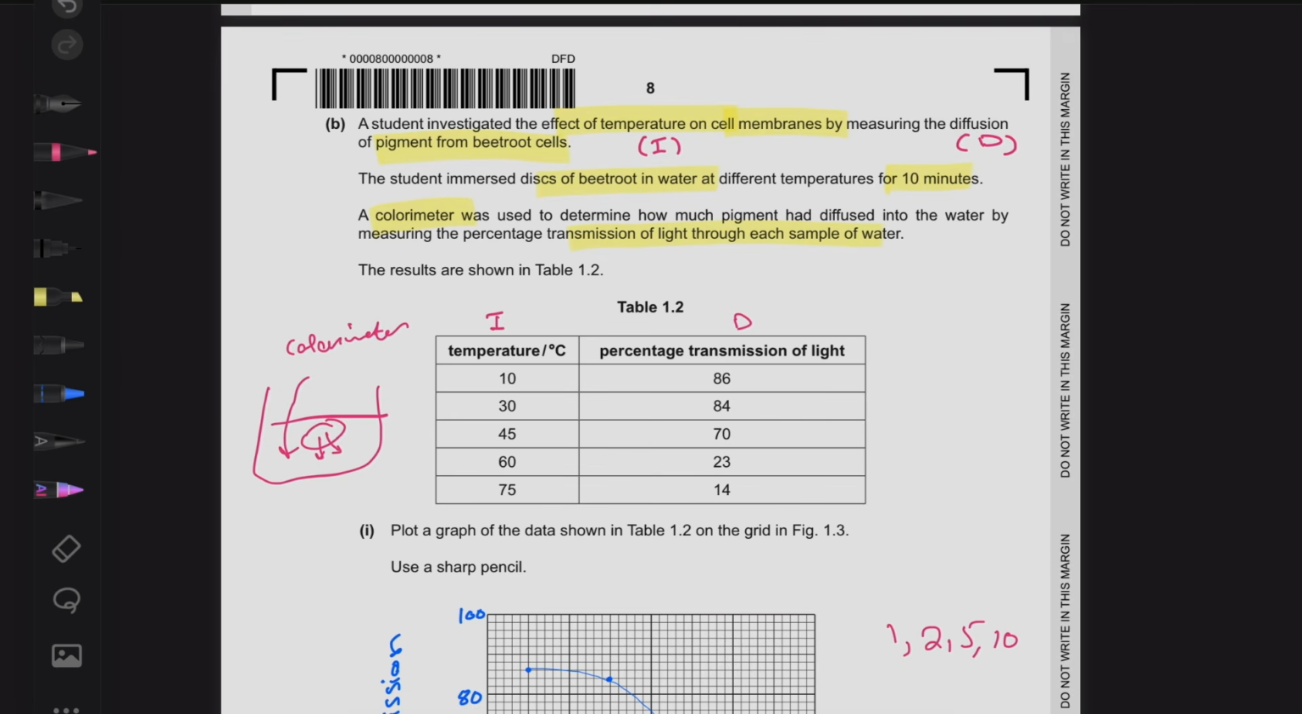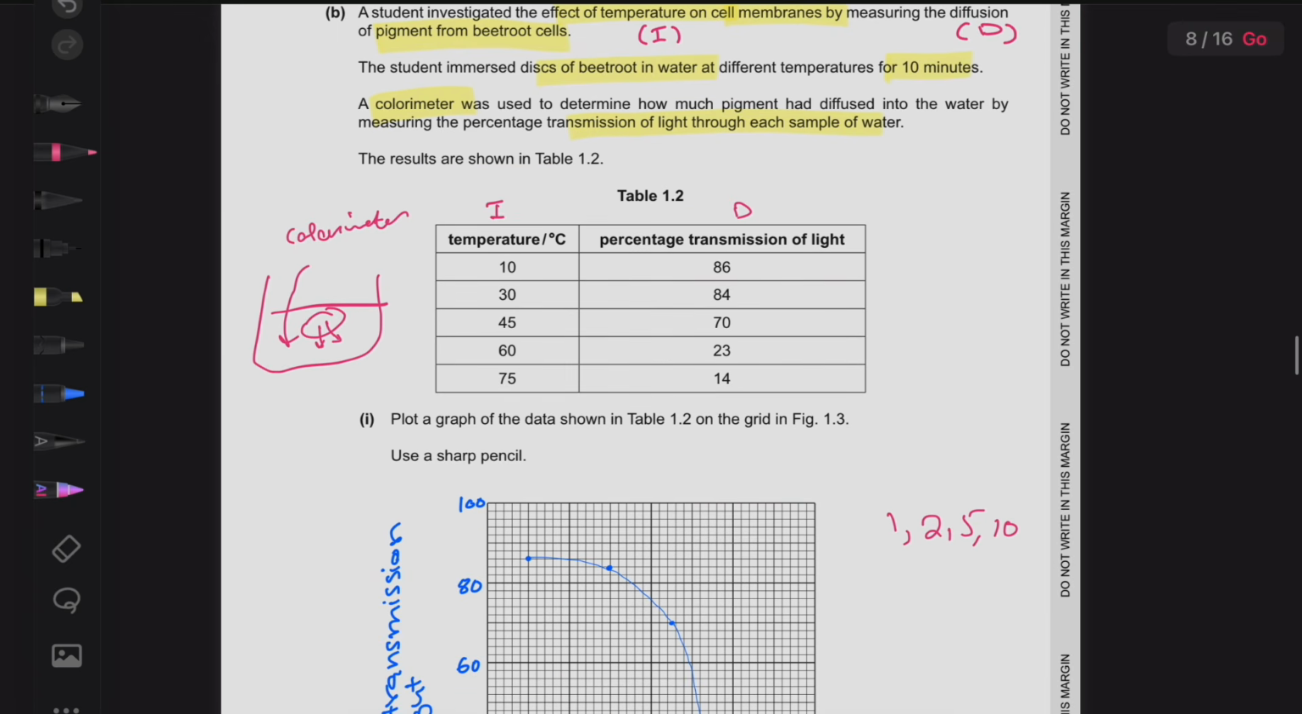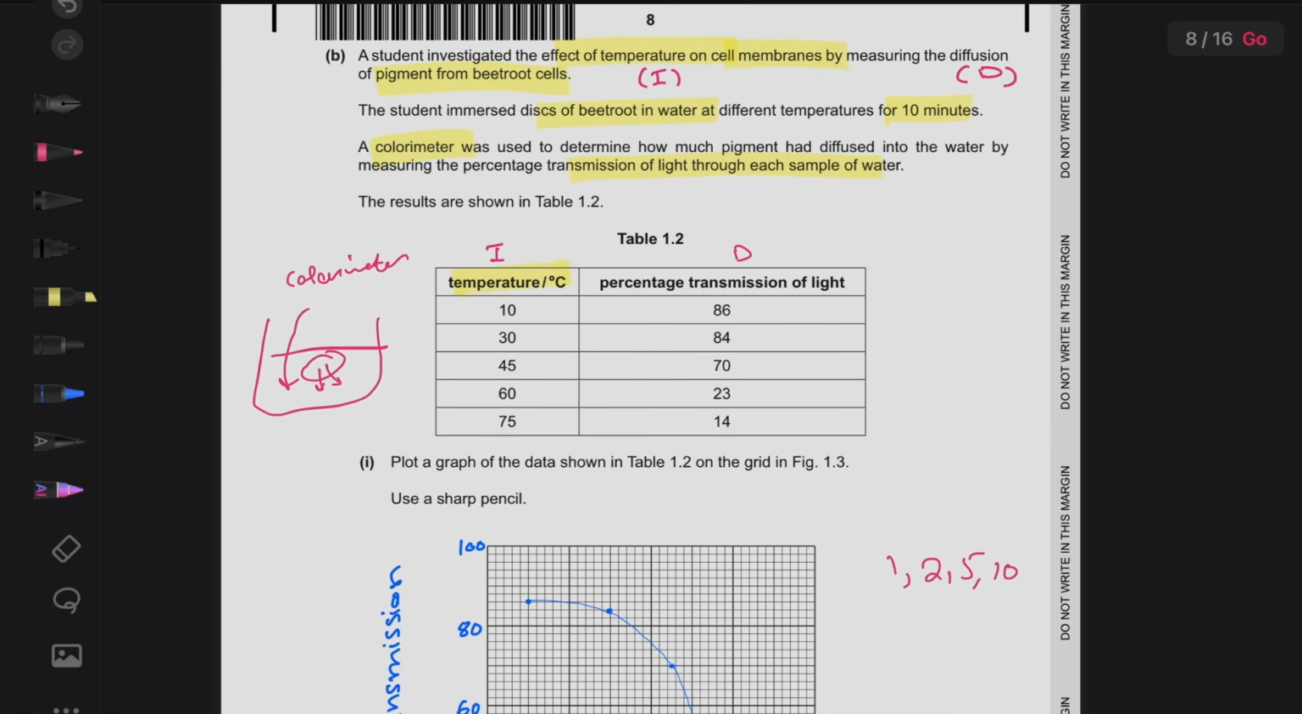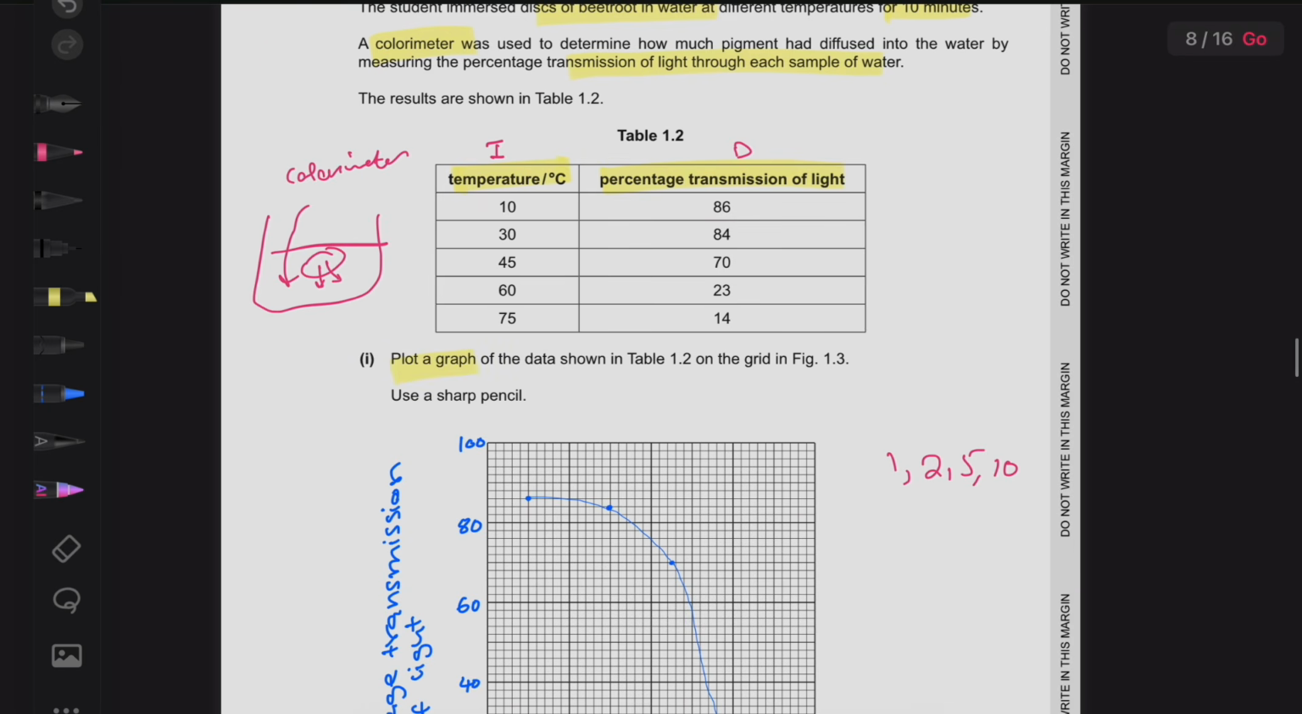As the pigment diffuses out into the water, it's going to be less clear, it's going to be more pigmented, and less light will pass through. So the colorimeter is going to record a lower percentage transmission of light. We're going to see how temperature affects diffusion of pigments, or the rate of diffusion of pigment. So as you can see, temperature is our independent variable. It's the one that's changing. And the dependent variable, the percentage transmission of light, is the one that's being affected, or the effect, or what's being produced. Okay?